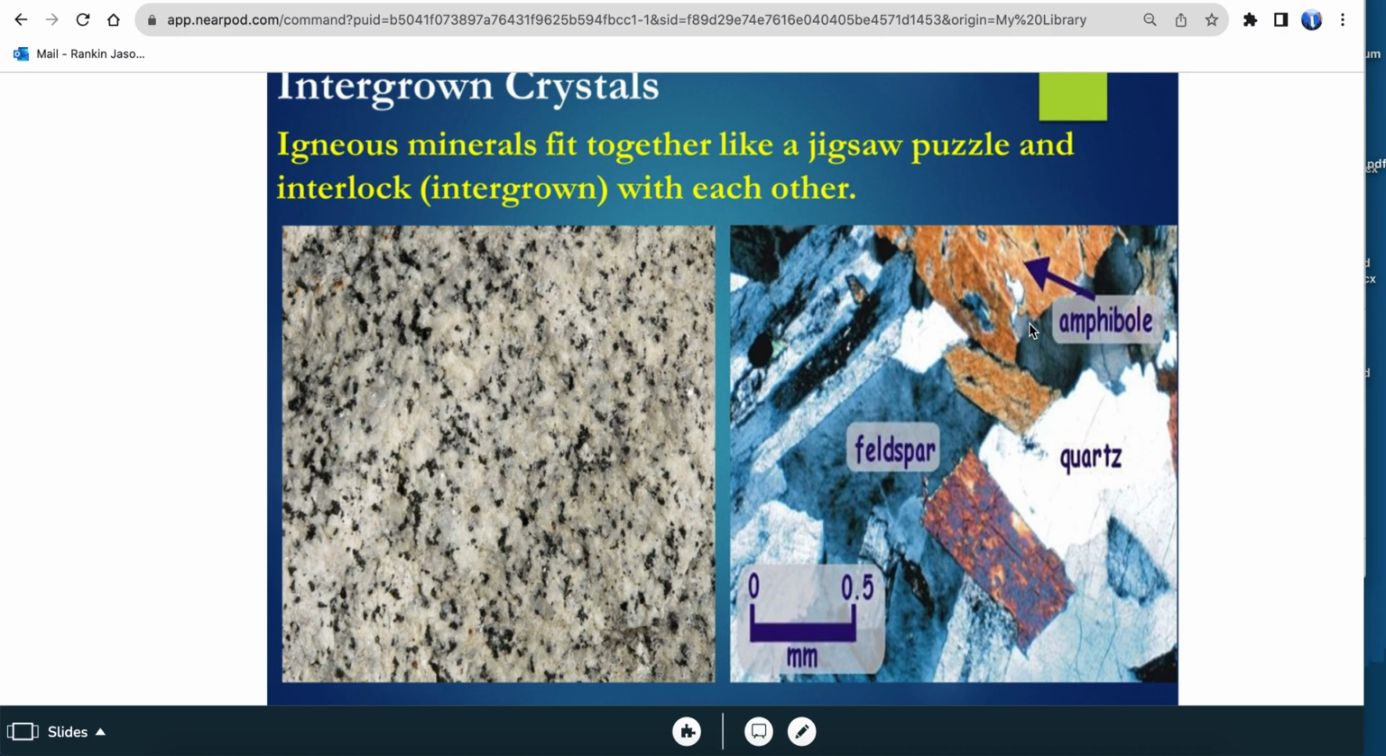Right, so we have some amphiboles. That's probably an amphibole here. Feldspars, kind of like this lightish blue. The quartzes, probably the very light colors that we see there.